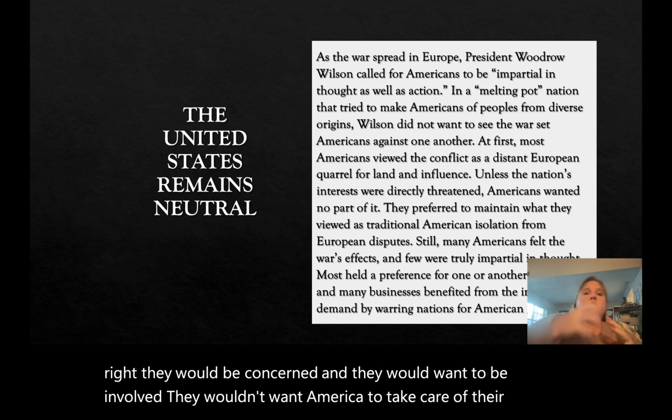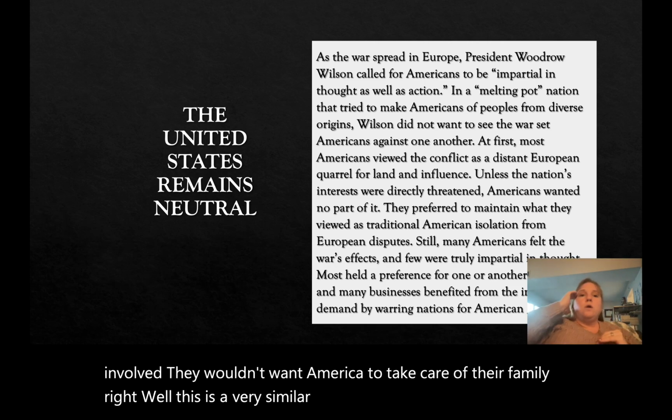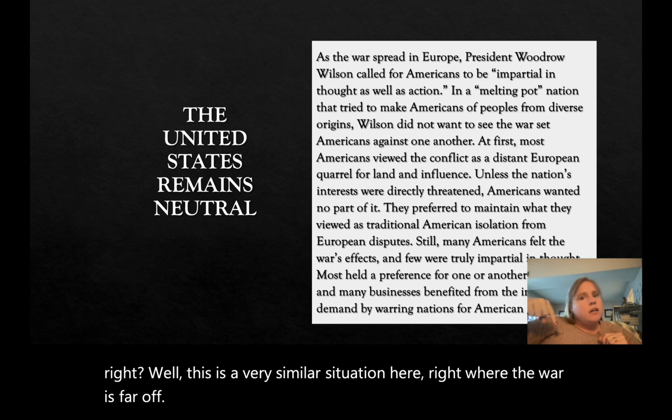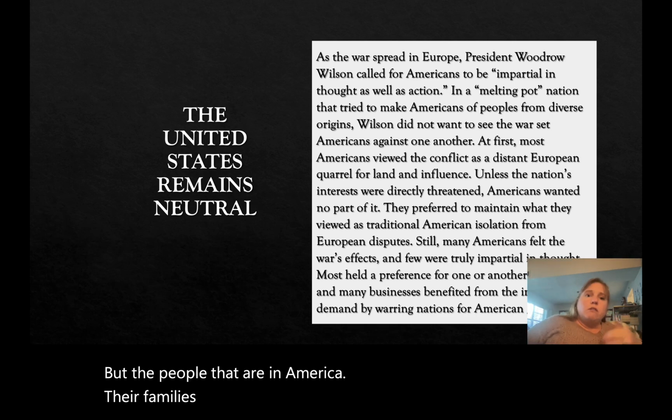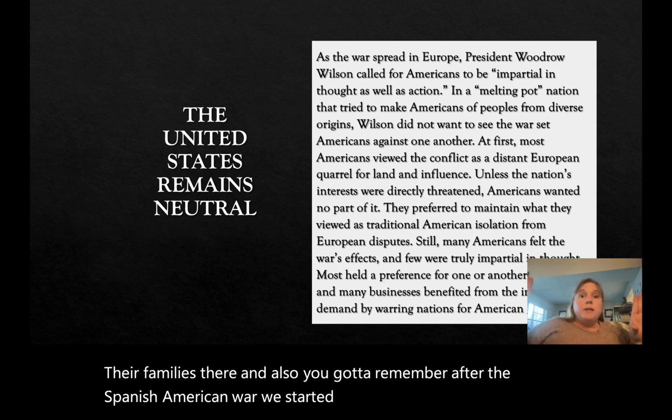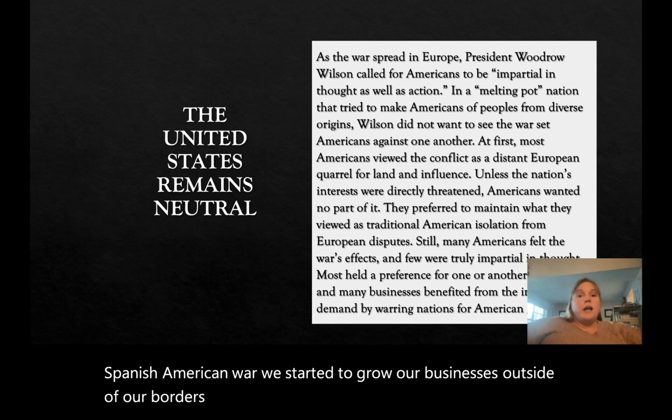Well, this is a very similar situation here, right, where the war is far off, but the people that are in America, their family's there. And also you got to remember, after the Spanish-American War, we started to grow our businesses outside of our borders. Okay, so we are spreading and becoming a world powerhouse.